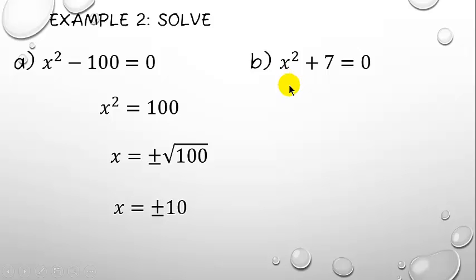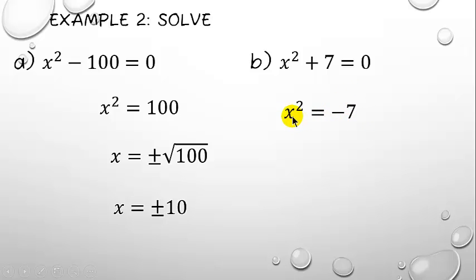Next example. X squared plus 7 equals 0. Again, we need to get the x ultimately by itself, so we'll get rid of this 7 first by subtracting 7 from both sides. We have x squared equals minus 7. Okay, back to the thing where we had x squared equals c, but c has to be greater than or equal to 0. This is not greater than or equal to 0.